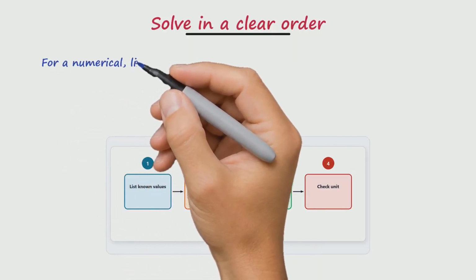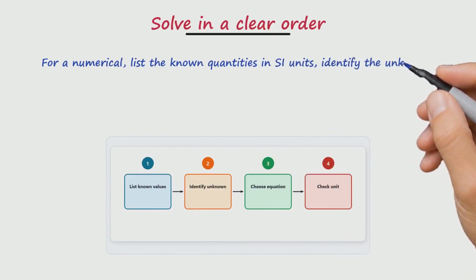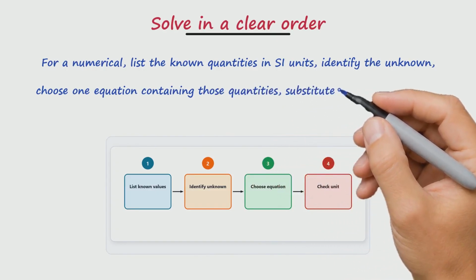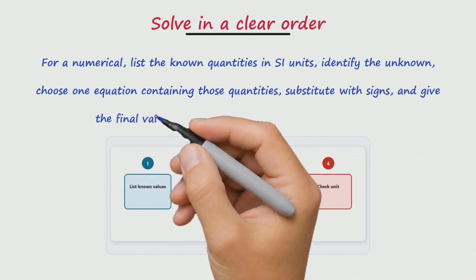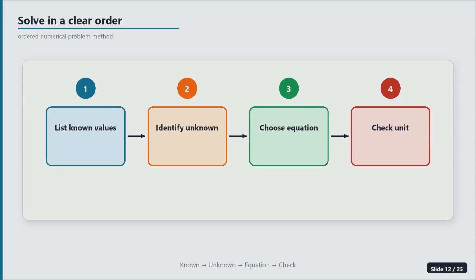For a numerical, list the known quantities in SI units, identify the unknown, choose one equation containing those quantities, substitute with signs, and give the final value with unit and sensible significant figures. Follow the 4 boxes in order. Listing knowns before choosing an equation stops you from forcing the wrong formula, a common exam mistake.